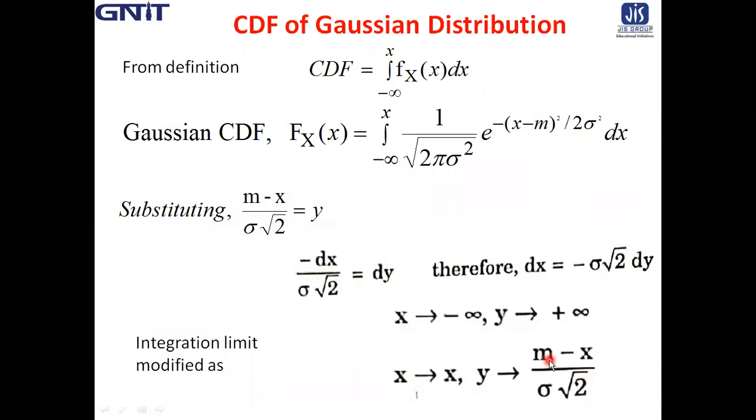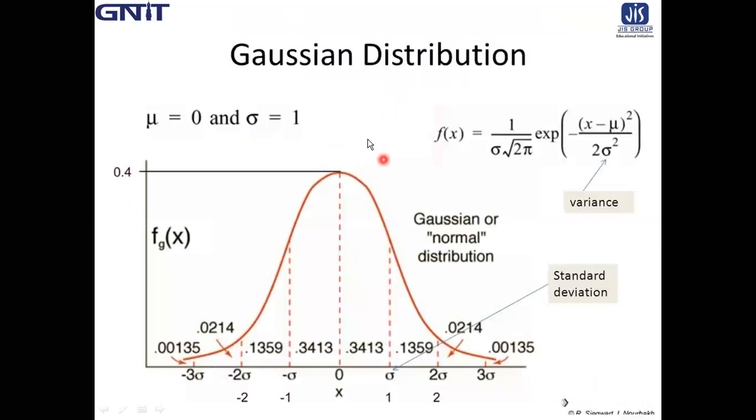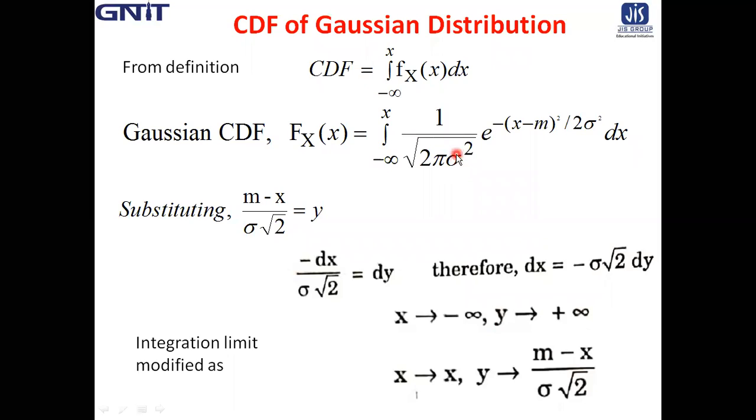Now, if I want to calculate the CDF of Gaussian distribution, then from the definition we know that the CDF is basically the integral from minus infinity to x of the PDF, that is f(x) dx. Now substituting the PDF value into this expression, the CDF is now the integral from minus infinity to x of 1 by square root of 2 pi sigma square e to the power minus (x minus m) whole square by 2 sigma square dx. m is here the mean value.